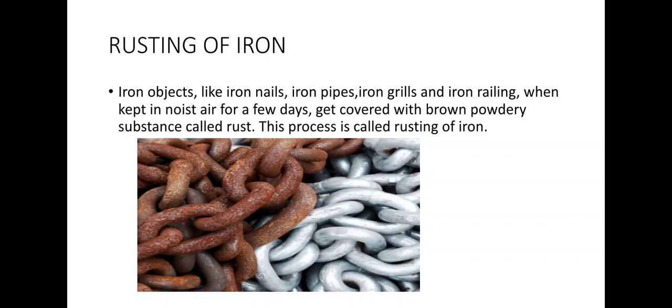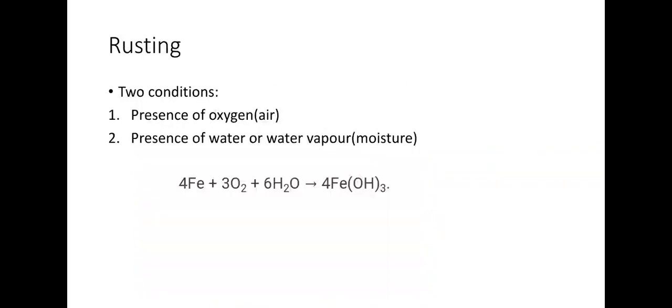Why is it called a chemical change? Because iron reacts with oxygen and moisture to form a new substance, and a layer of brown powdery substance gets deposited over the iron products. For rusting, we need two conditions. Certain two conditions are necessary for the rusting of iron. They are presence of oxygen, that means presence of air. Second is presence of water or water vapors, means moisture should be present. Only if these two conditions are available, rusting of iron will take place.